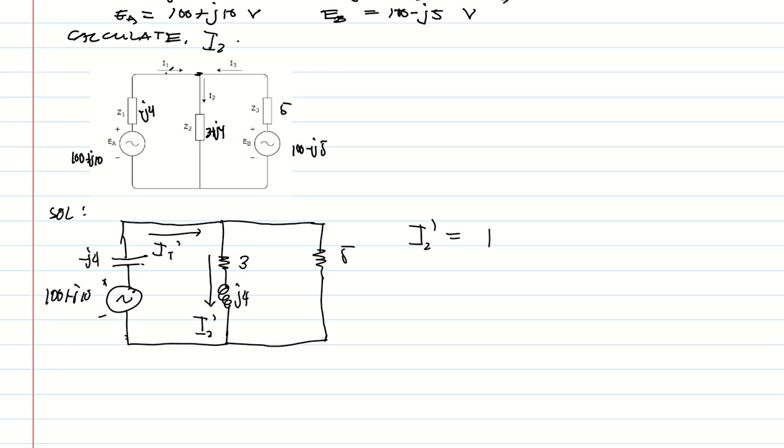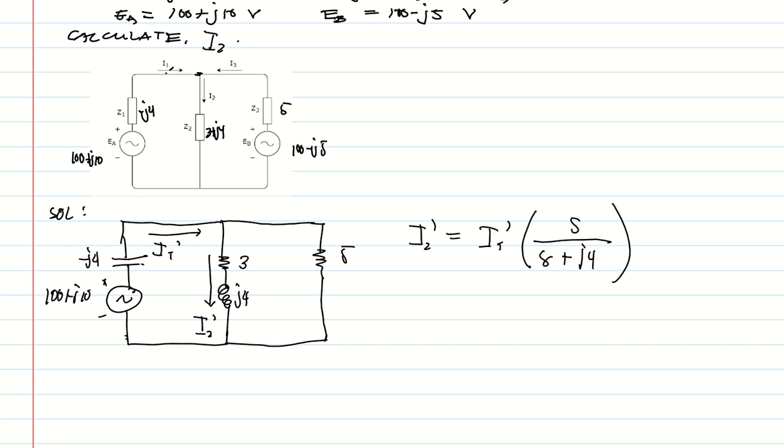The total current, which is I_T prime, you just multiply it with the divider circuit. So here, we are solving for the current passing through 3 plus j4. The numerator should be 5, that's the opposite impedance. Then we add 3 plus j4 plus 5, so that is 8 plus j4. And this is our I2 prime.